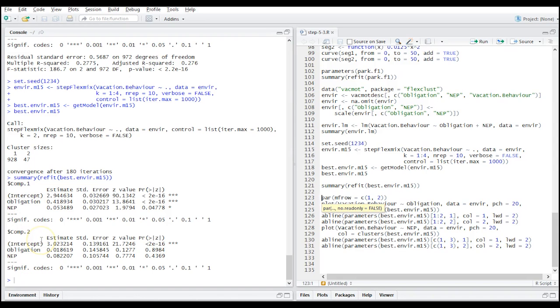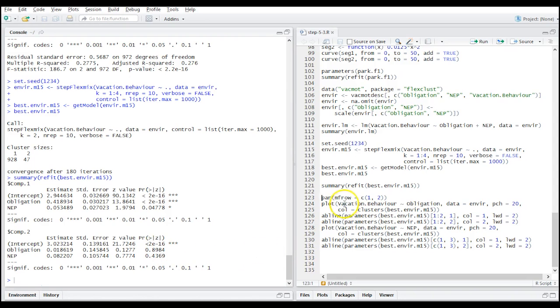Whereas component 2 obviously seems to consist of respondents where the vacation behavior cannot be predicted at all from the other answers they have given. So we are splitting the respondents into 2 groups, where for one we are quite well able to predict their vacation behavior from other variables about values and beliefs, versus another group where this is not the case at all, where their moral obligation or the NEP score doesn't change their predicted vacation behavior.